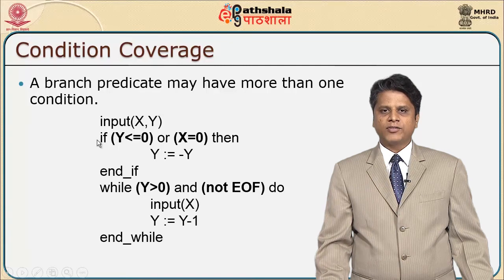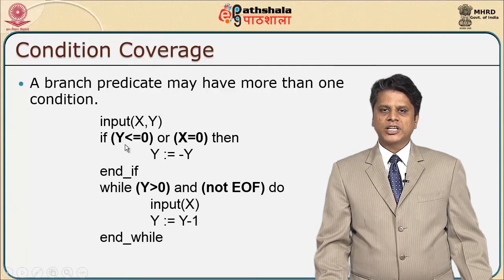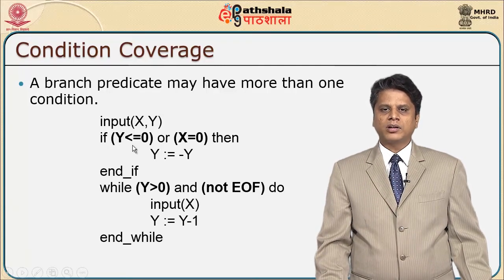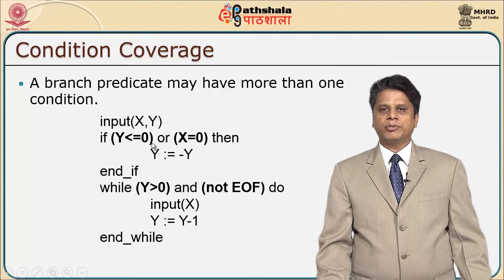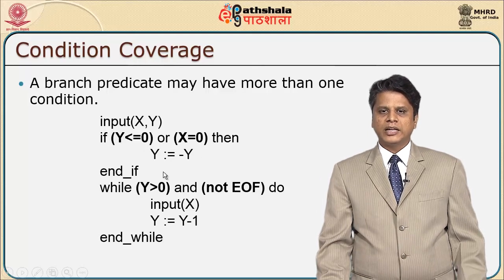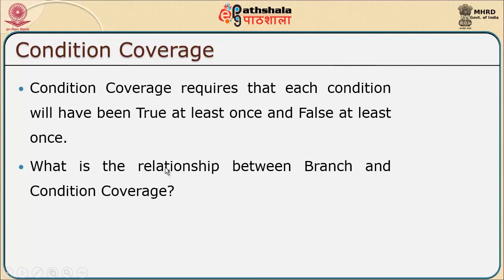In case I have an if which checks the condition of a particular integer being less than 0 and a particular integer being equal to 0, then I may have to execute this. If I am to check for the condition, condition coverage requires that each condition be tested for a true value. Not only for the true value, it also has to be checked for the false value, but both of these should be executed at least once.